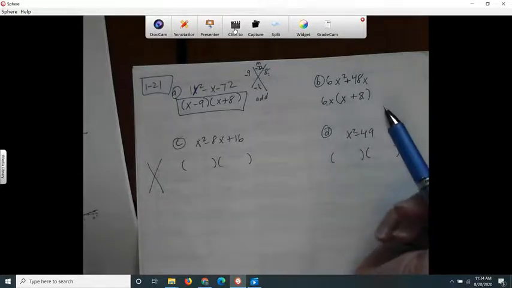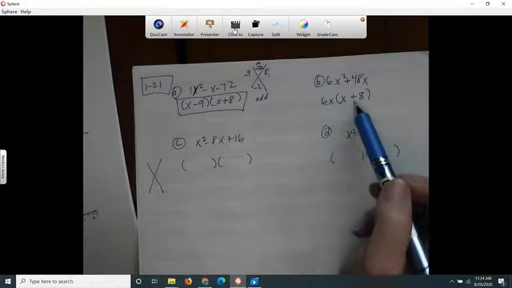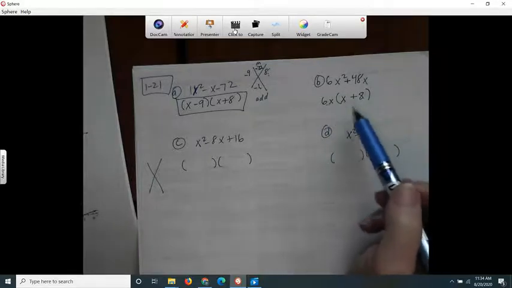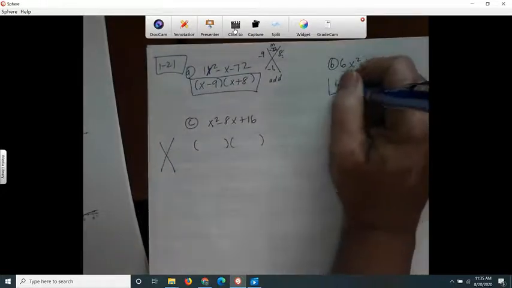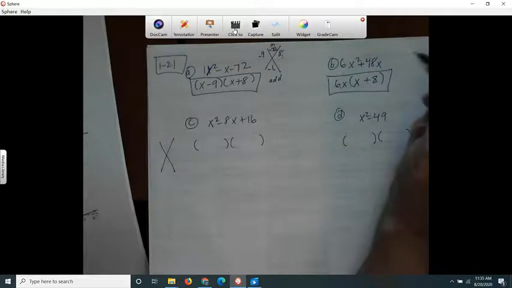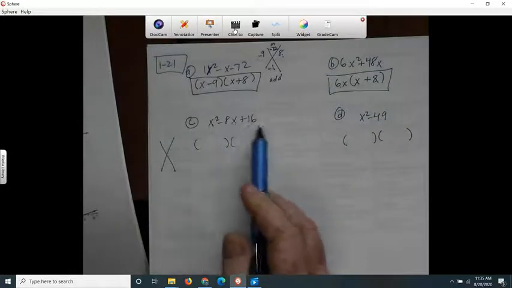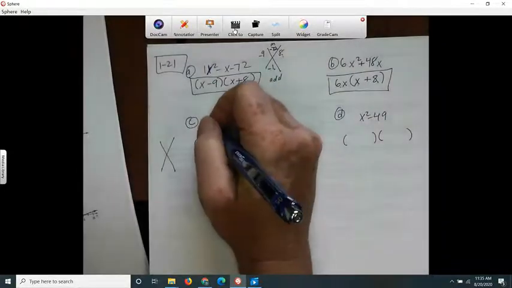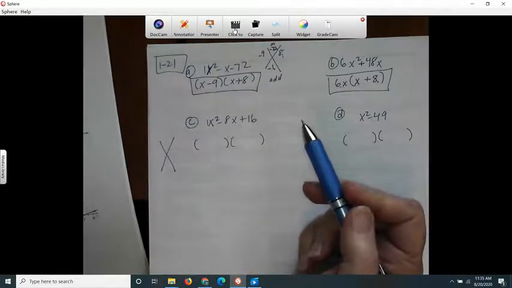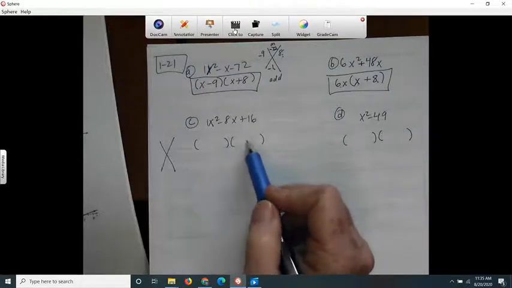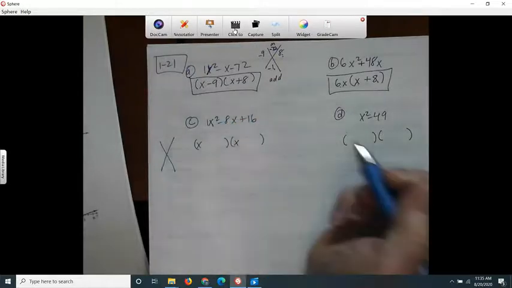This one is in the regular standard quadratic form. There's an invisible 1 in front of my x squared. It's got an x squared, an x, and a constant term. So I'm going to try to factor it like this. Since there's a 1 here with my x, it's going to multiply to 16 and add to make negative 8. I'll write my multiply and add. So what can multiply to 16? 8 times 2 is 16, but that doesn't work. 4 times 4 is 16.